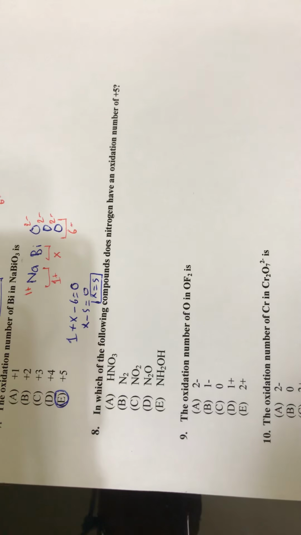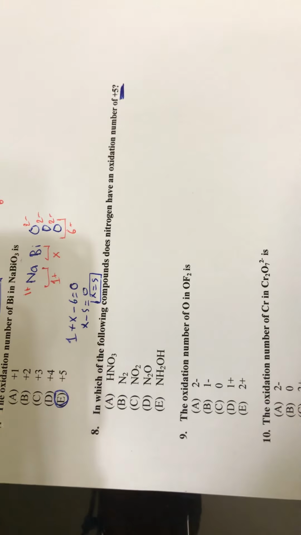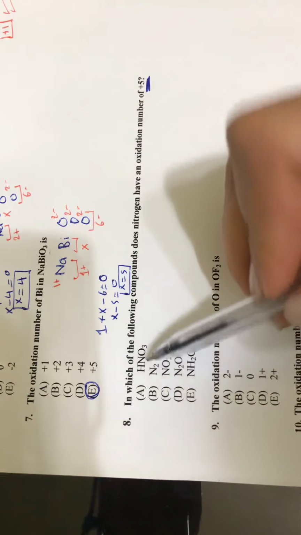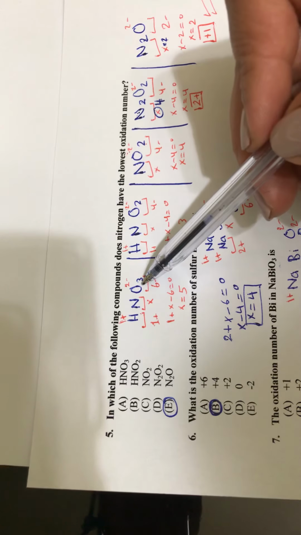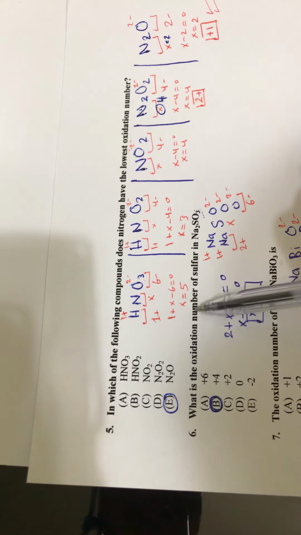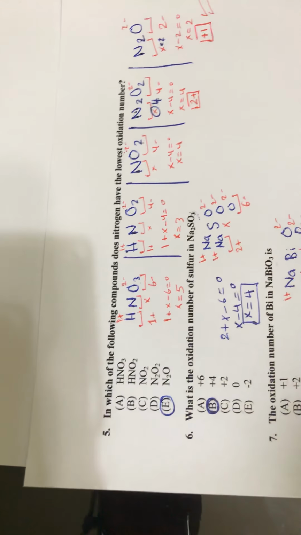8. In which of the following compounds does nitrogen have an oxidation number of +5? Okay, now HNO3, we solved it in question number 5. So the oxidation number of nitrogen equals 5. So the answer is A.